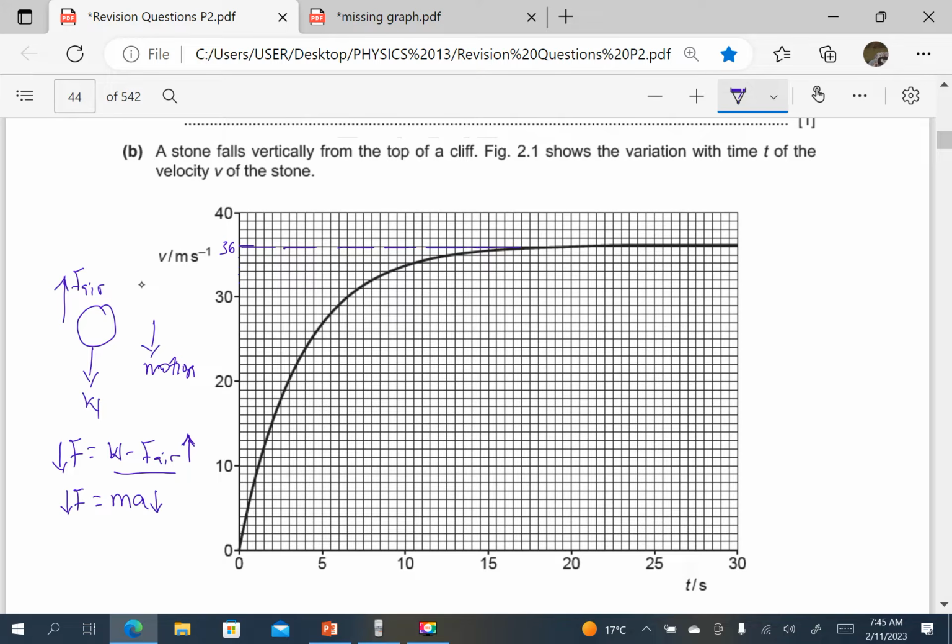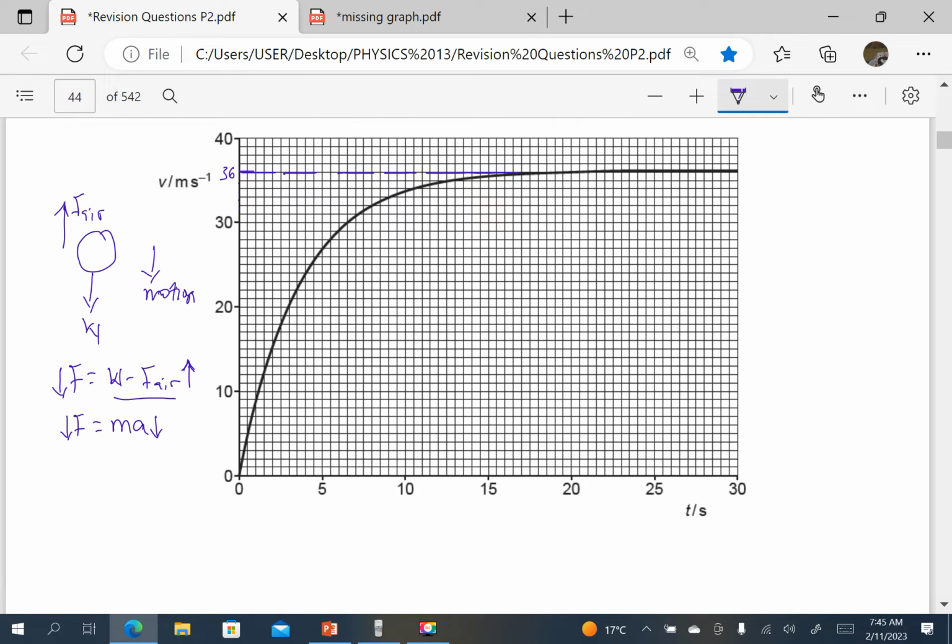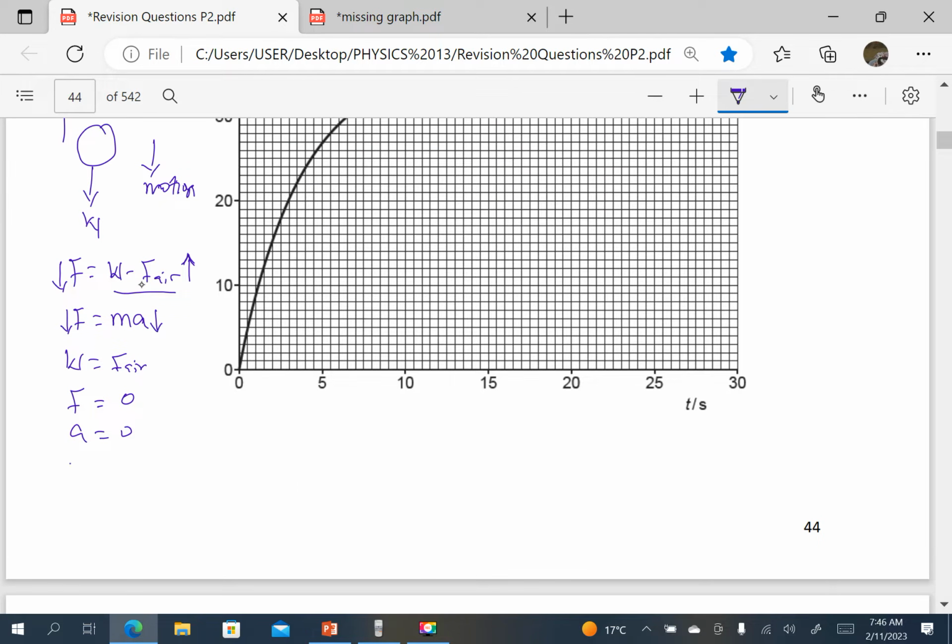So the acceleration decreases as the resultant force decreases until a point when the weight equals the air resistance, or when the air resistance balances with the weight. When the weight is balanced with the air resistance, it means the resultant force is going to be equal to 0. And if the resultant force is 0, the acceleration is 0. Zero acceleration now means that initial velocity is the same as the final velocity. That means the velocity is constant.